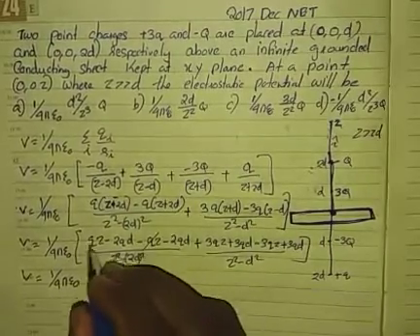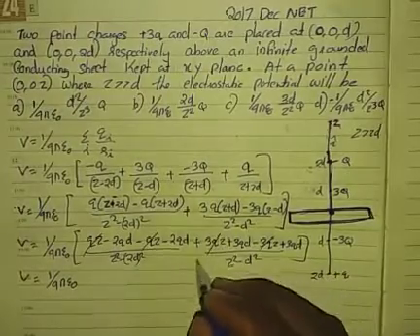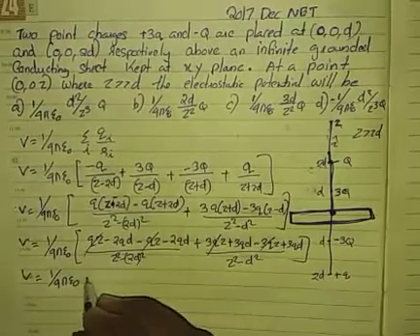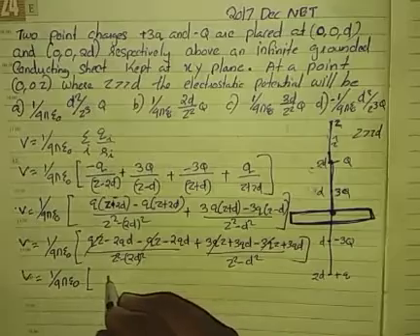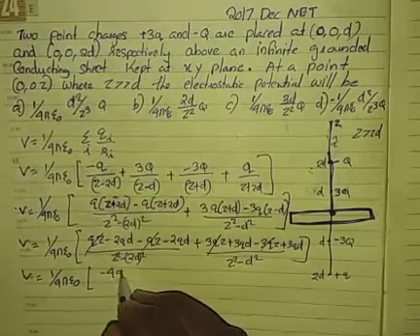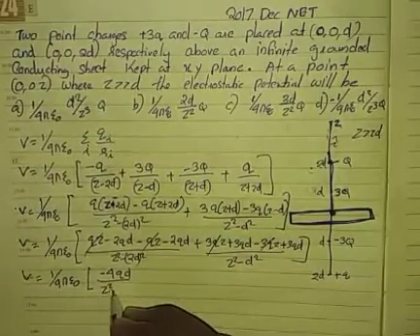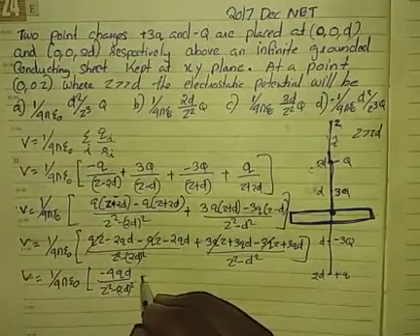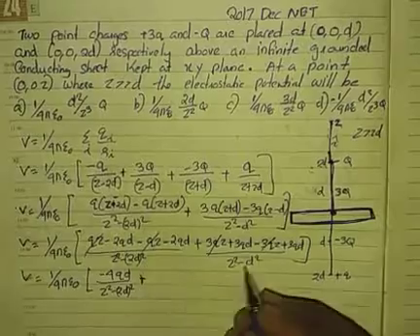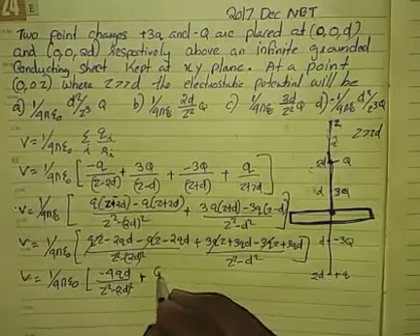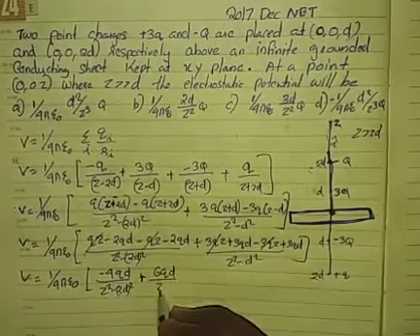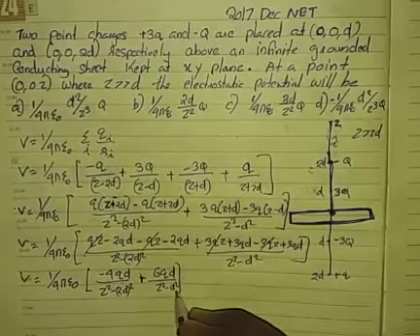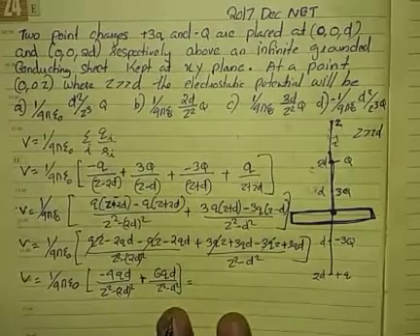qz and qz will be cancelled, 3qz and 3qz will be cancelled. Minus 2qd and minus 2qd will be minus 4qd by z square minus 2d square, plus 3qd and 3qd will be 6qd by z square minus d square. This is the only element existing.